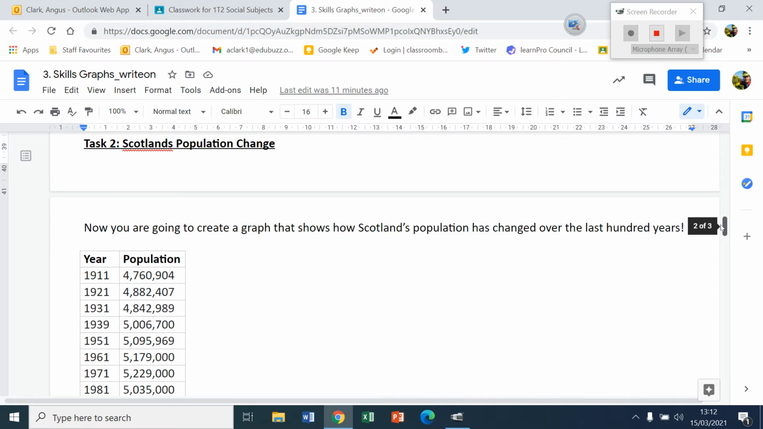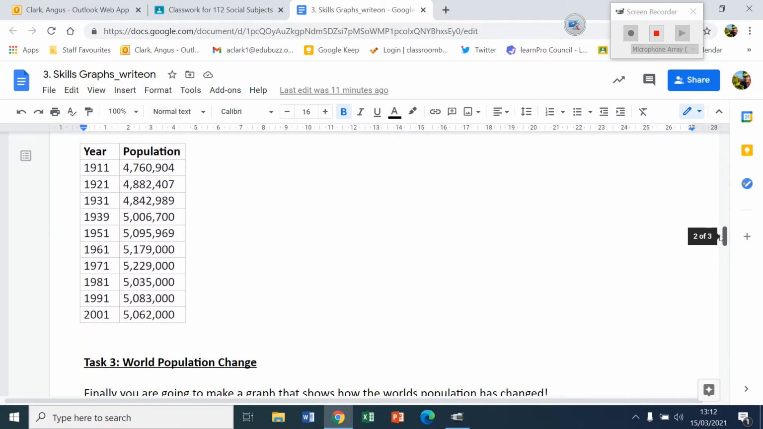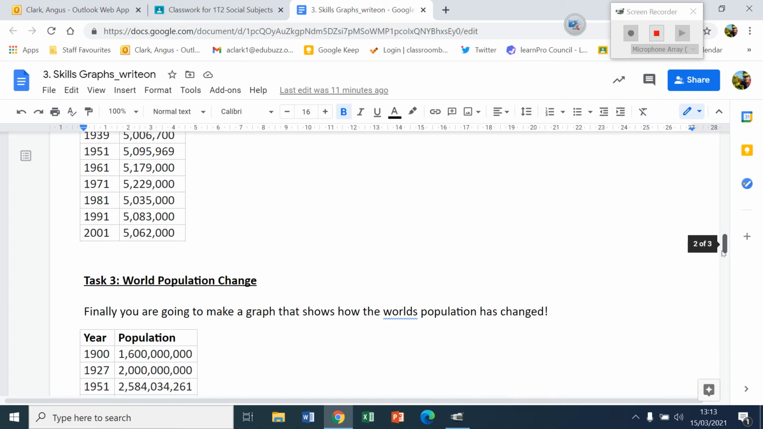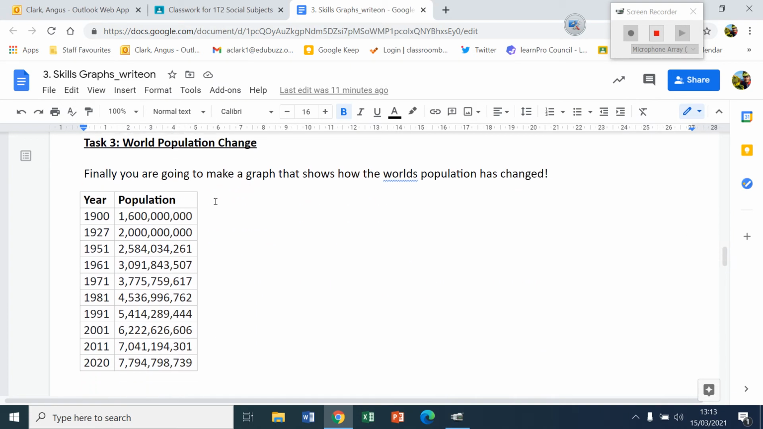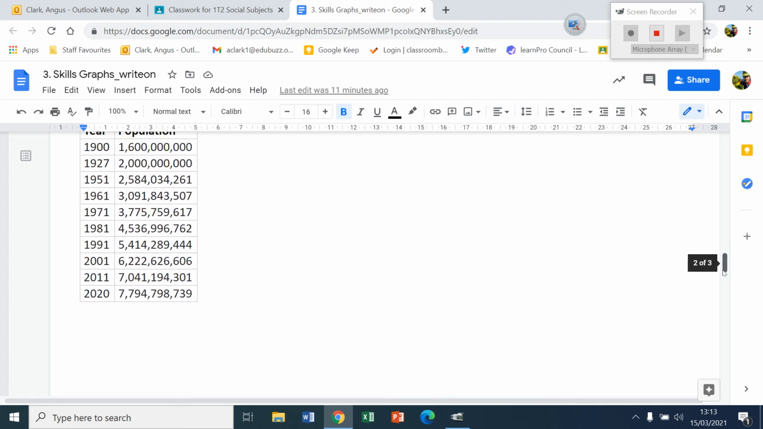So we've got Scotland's population changing from 4 million in 1911 to 2001, where we're up to 5 million. We have something called a census, which measures population every 10 years, which is why I haven't put the other census information in there just now, to keep it a bit smaller for you. Whereas the world population is measured again in similar time frames depending on countries.